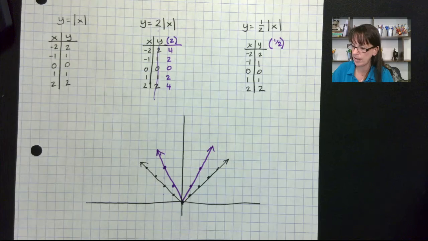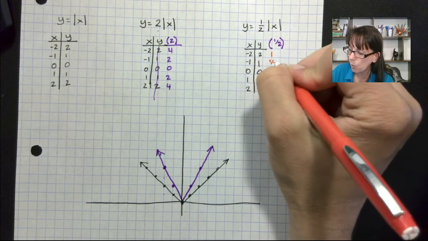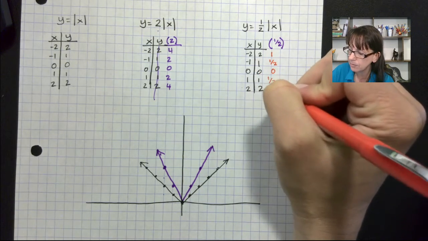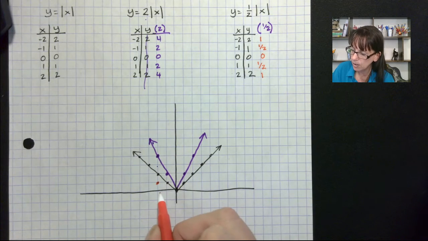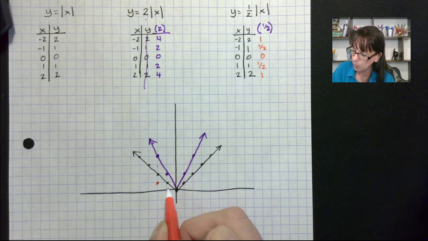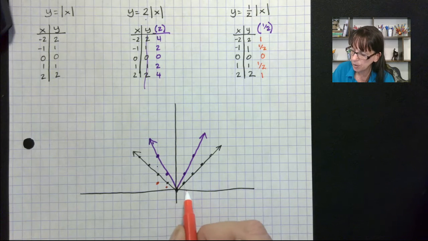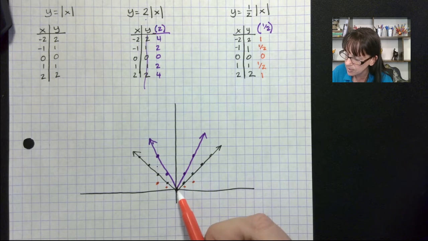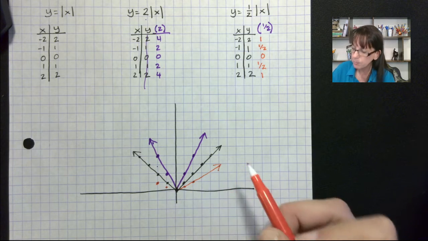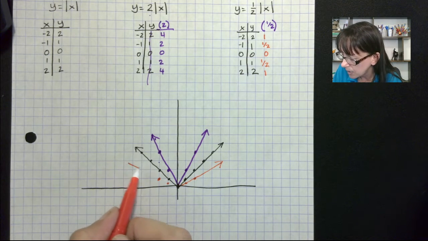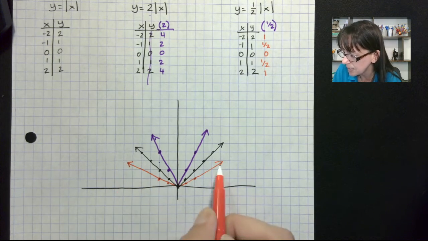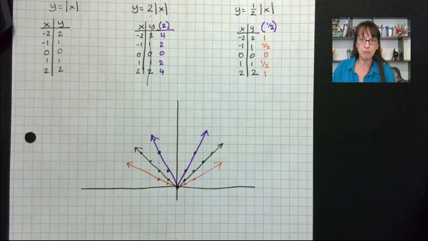So times this by 1/2, we get 1, 1/2, 0, 1/2, 1. So we go over -2 up 1, over -1 up 1/2, over 1 up 1/2, over 2 up 1. So you can see that this one is being compressed down. It's flattening out vertically. So you can see those are the differences between vertical and horizontal stretching and compressing.